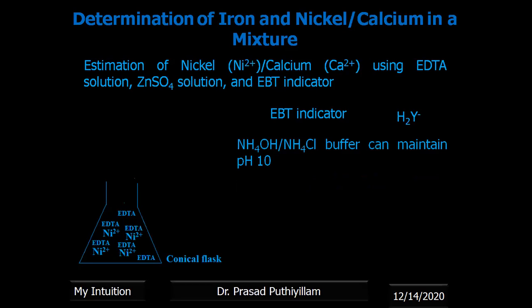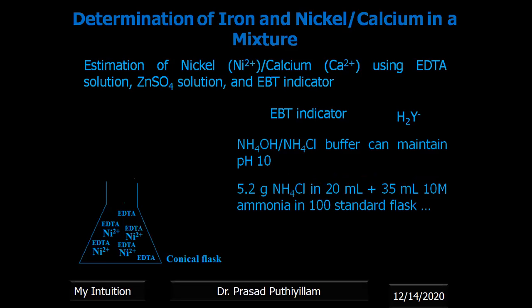How is this pH 10 buffer prepared? It is usually prepared from ammonium hydroxide and ammonium chloride. If a small amount of buffer is required, we can weigh 5.2 gram of ammonium chloride into a standard 100 ml flask. To that, 35 ml of 10 molar ammonia is added, the remaining water is added to dilute to 100 ml, then mix it thoroughly for uniform concentration. From that we can take 5 ml of buffer solution of pH 10.